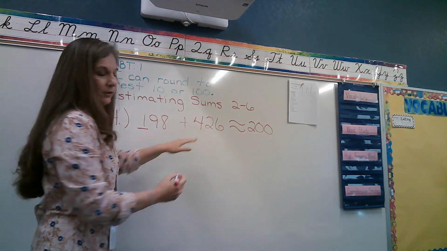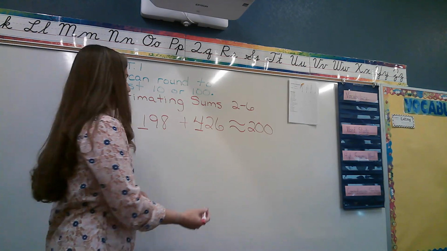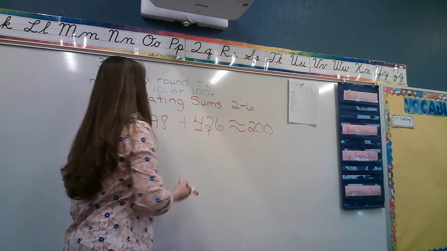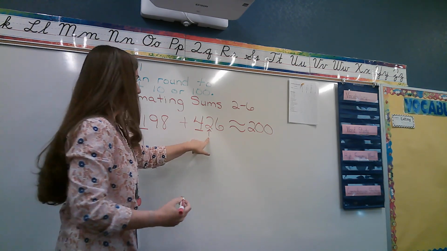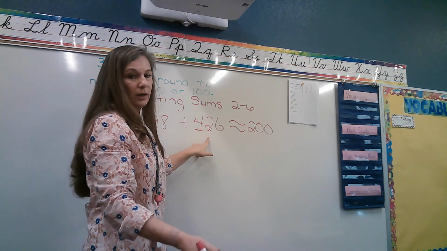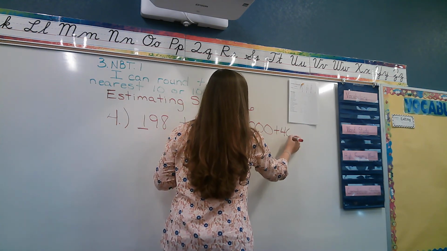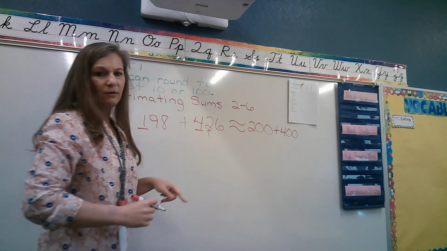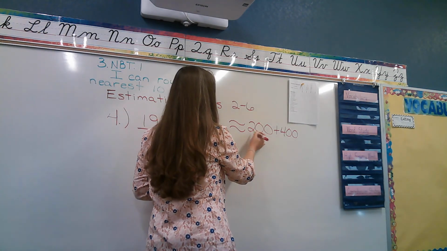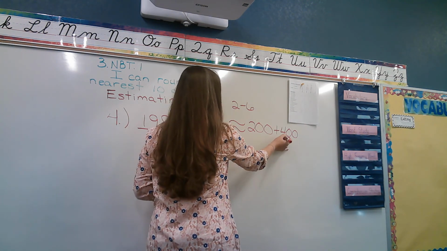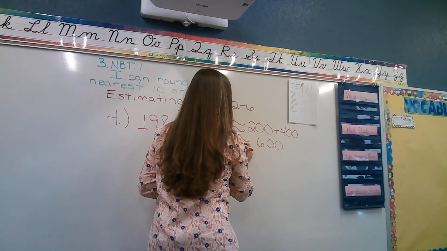We have 400 or the next 100, which would be 500. We again look at our tens place. We know 26 isn't past 50. So since it's not past 50, we're going to round to the lower 100, which is 400. So now that I've rounded those two numbers to the closest hundred, I can add my 200s and my 400s, and 400s and 200s are going to give me 600s.